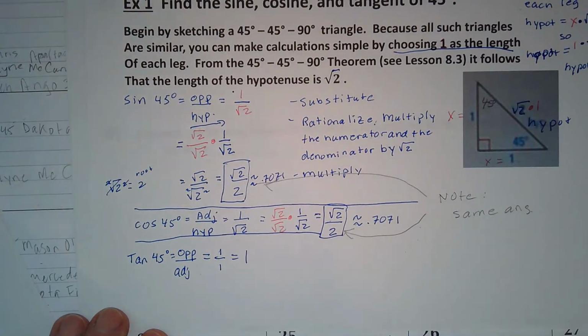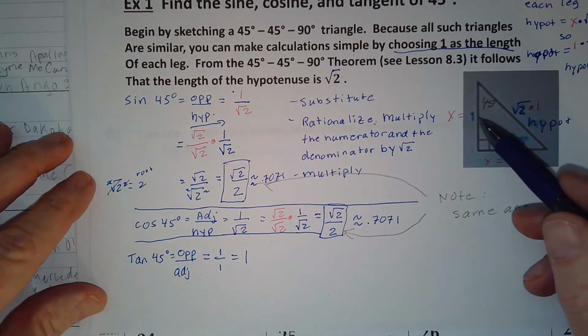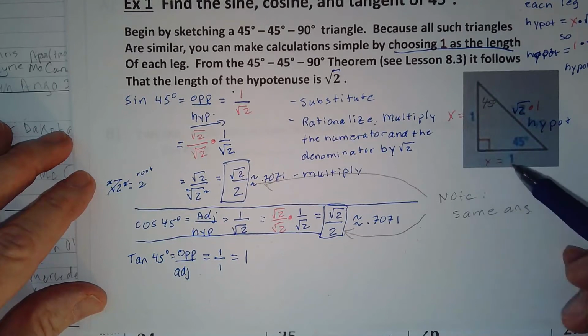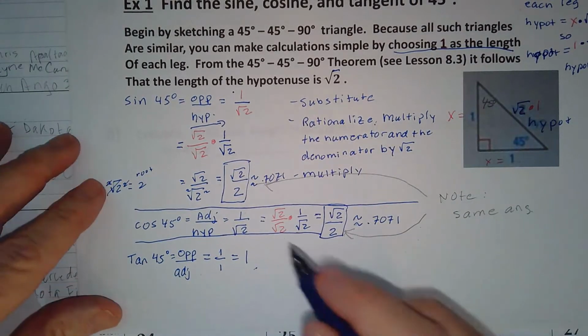Now, will that always be that way? Well, if every single time the two legs are the same, if I was using 15 and 15, 15 divided by 15 would equal 1. So that's always going to be 1.